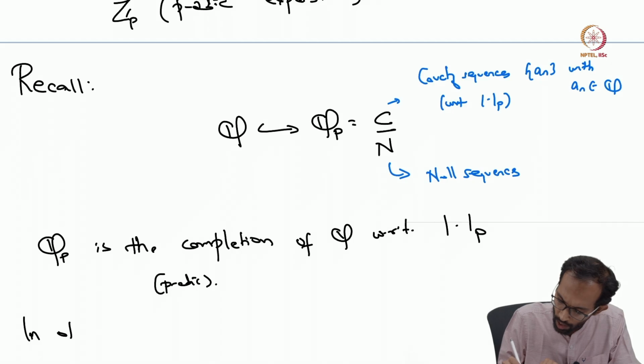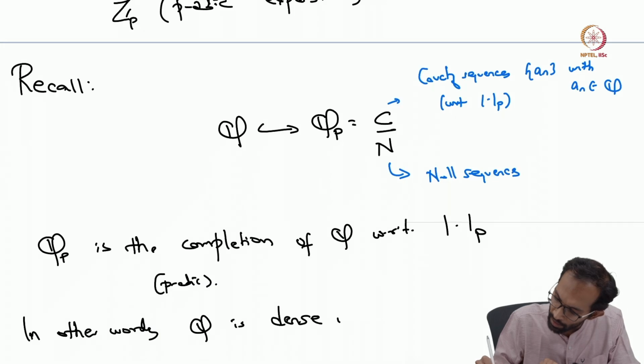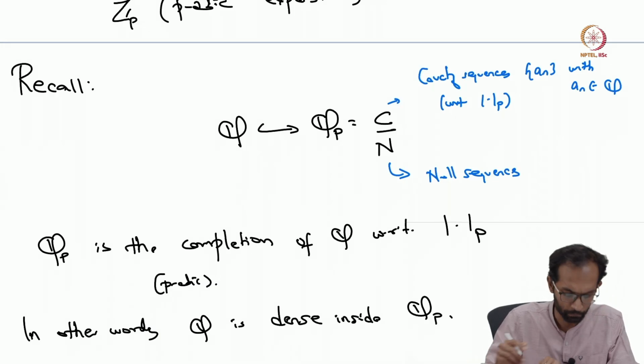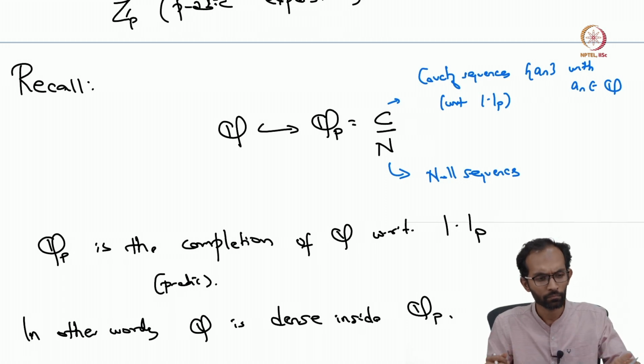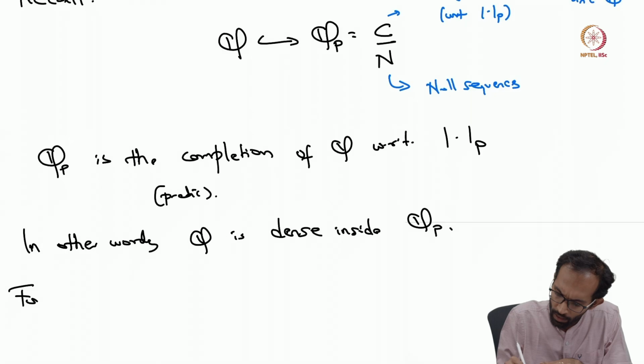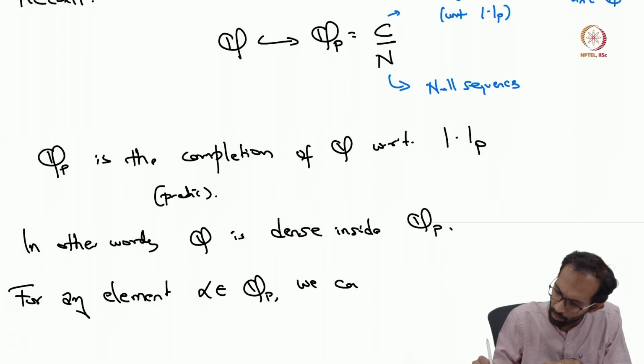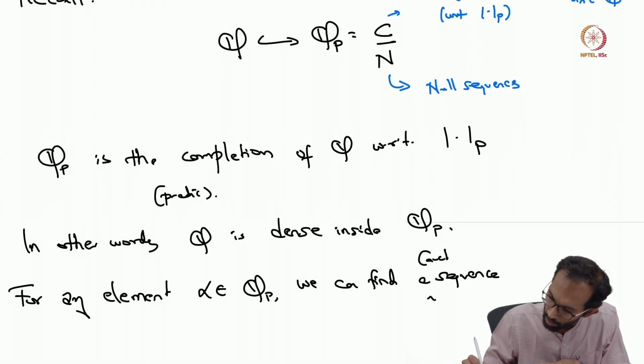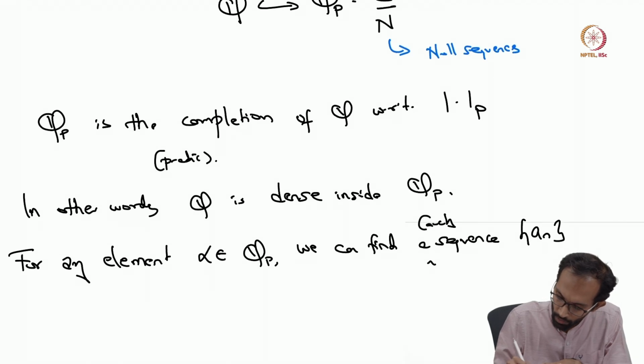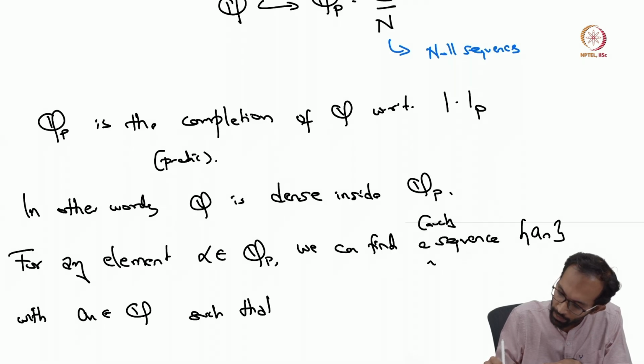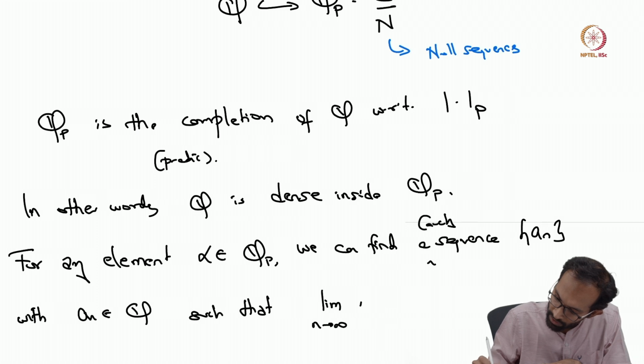And so in other words, Q is dense inside Q_p. And so for any element alpha in Q_p, we can find a Cauchy sequence a_n with a_n in Q, such that if you take the p-adic limit of these a_n, you get alpha.